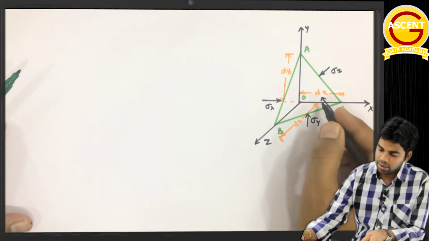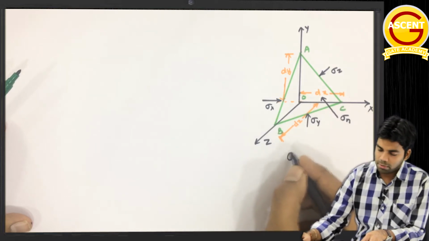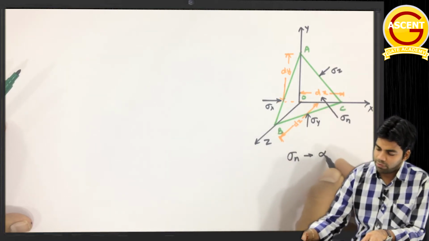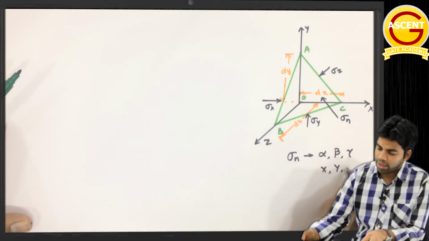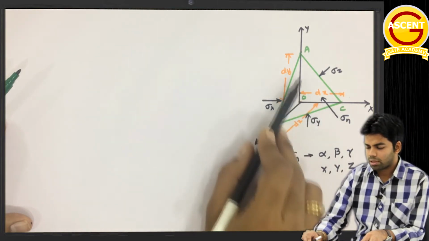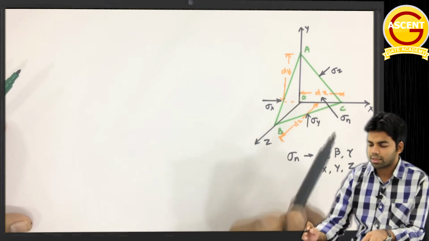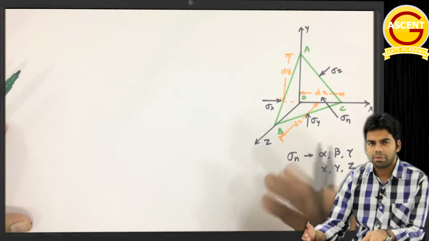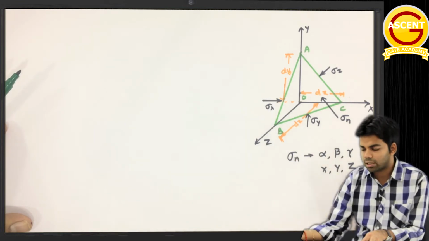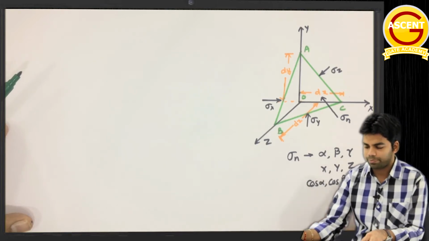This sigma n is perpendicular to ABC, first thing. And let's suppose sigma n is making angles alpha, beta and gamma with the x axis, y axis and z axis respectively. Because this sigma n is perpendicular to the plane ABC, suppose it is making an angle alpha with the x axis, beta with the y axis and gamma with the z axis. That means its components in the x, y and z directions, if I want to determine, will be cos alpha, cos beta and cos gamma. Clear or not?